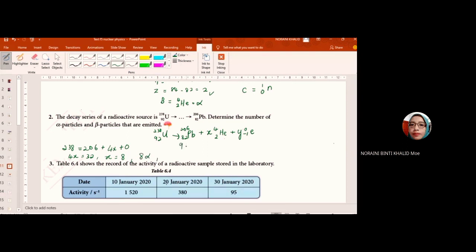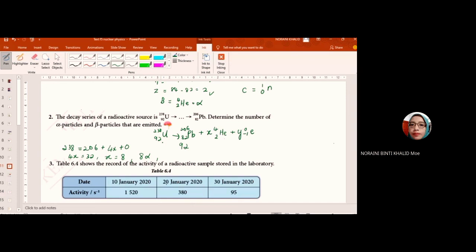And then for the proton number, 92 equals 82 plus 2X, plus Y times minus 1, minus Y. We substitute X equals 8. So you will get Y equals 98 minus 92, which is 6. Okay, so we get 6. So there are 8 alpha and 6 beta.